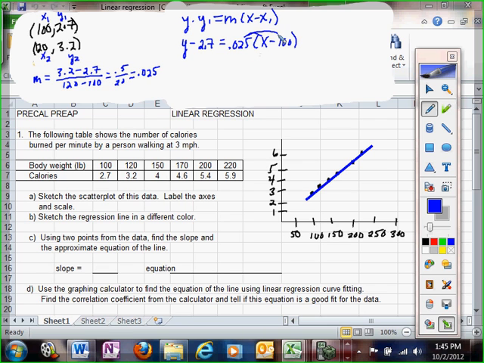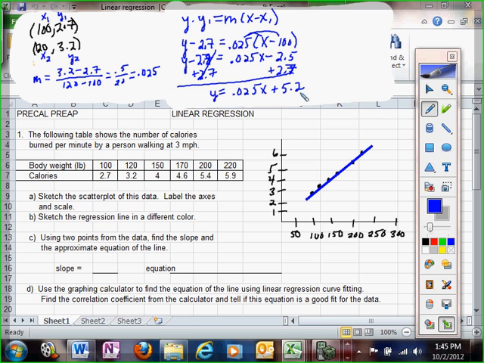So if I distribute here, I have 0.025x minus 2.5. Bring the rest down. Simple review. Add 2.7 to each side. This goes away, and I get y equals 0.025x plus 5.2, I believe. And so this would be the equation.